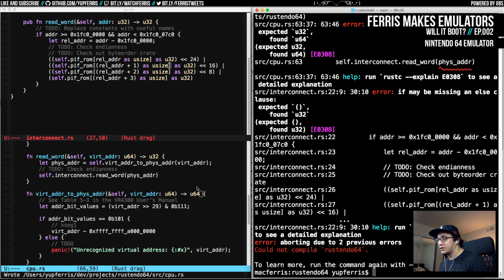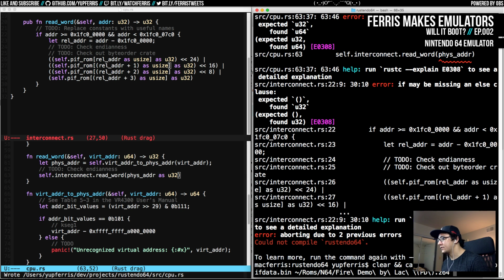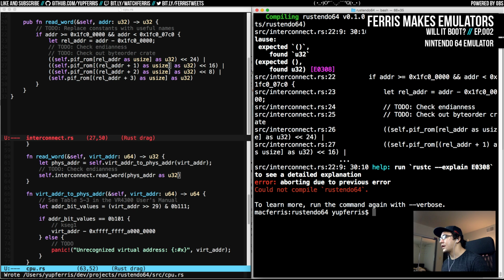We are going, what is this? Self-incorrect read word. Yeah, we need to cast as u32 here. Giving us lots of type errors, which I like.